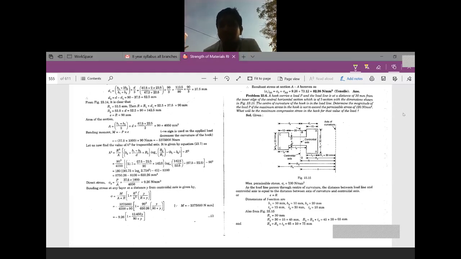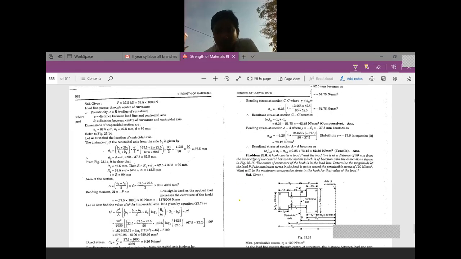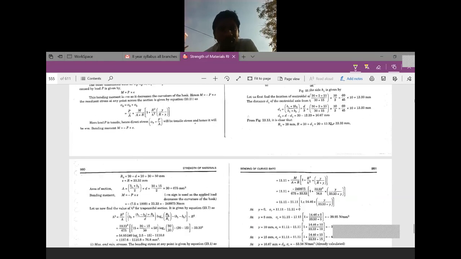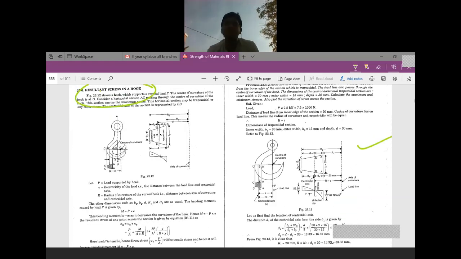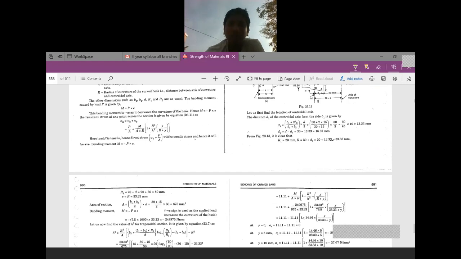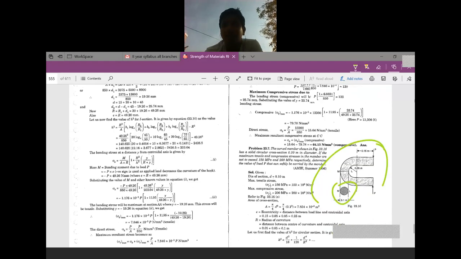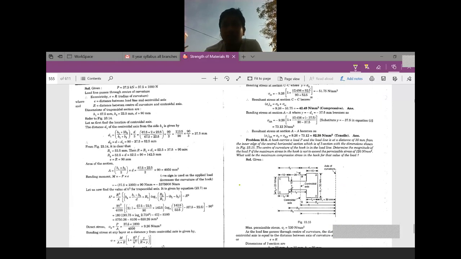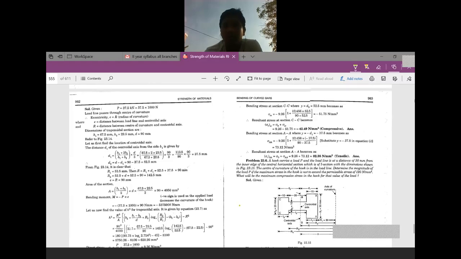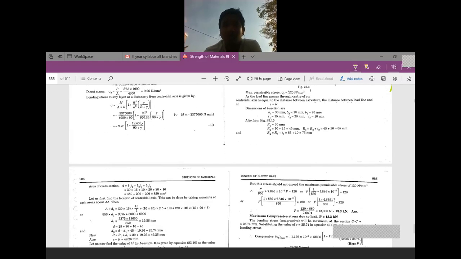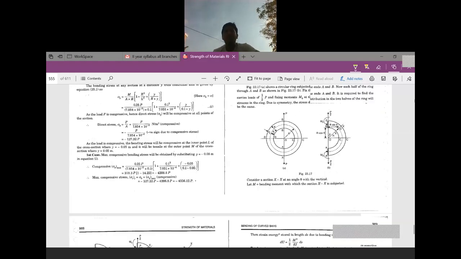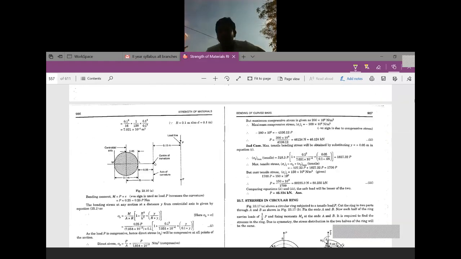So you are going to solve these three problems in the next class. One is a trapezoidal section with a crane hook. Another one is also a trapezoidal section with a crane hook. Another one is a C section with a circular cross section. These are the problems you are going to solve in tomorrow's class. Do you have any doubt in the above three problems?